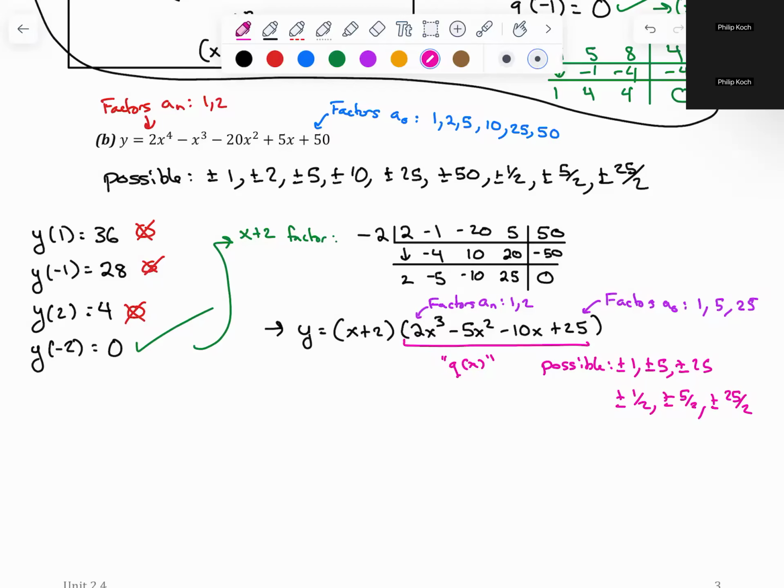And so, I wanted to stop here one more time. So notice now that the number of possible zeros has been reduced. We no longer have to worry about plus or minus 50. We no longer have to worry about plus or minus 10. And we no longer have to worry about plus or minus 2. So yeah, we saved a lot of time.